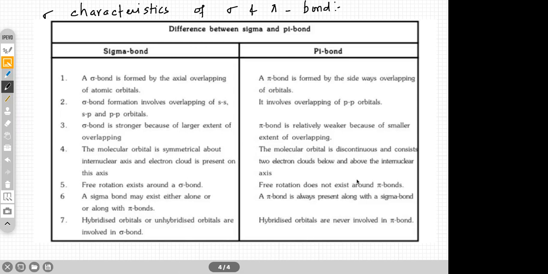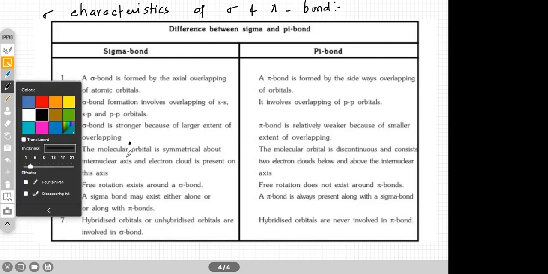Point number four, okay, the molecular orbital is symmetrical about the internuclear axis. Okay, so it is fine, since we did not talk about molecular orbital, so better you write atomic orbital here instead of molecular. But the statement is not wrong as far as molecular orbital is also concerned. But for now, whatever we have done so far, molecular orbital we did not talk about. So better if you write the atomic orbital.